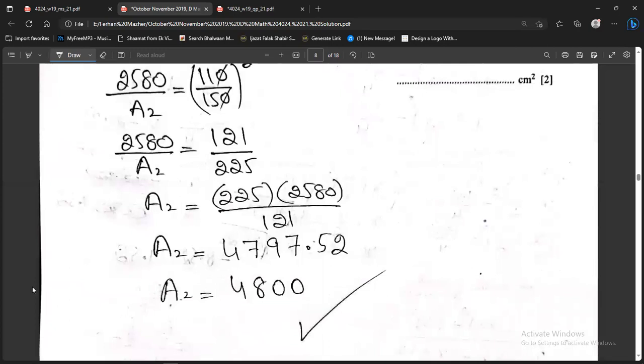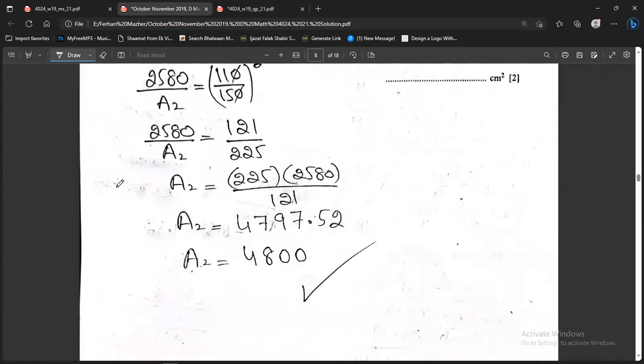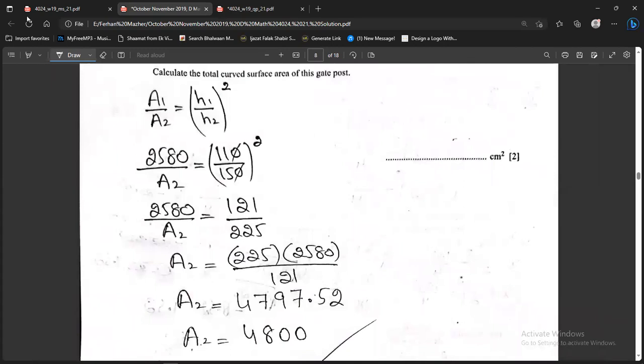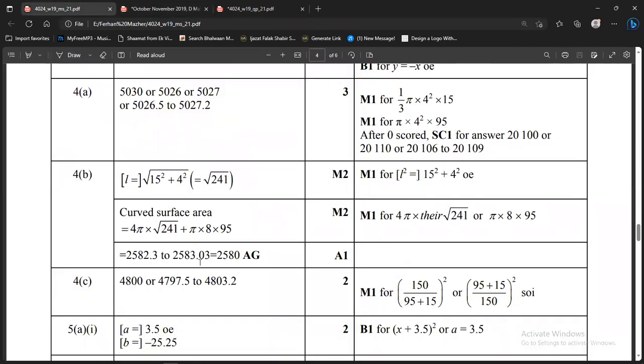4797.52, which is approximately 4800 centimeter square. 4800 centimeter square is the answer, sir. And that is the right answer, sir.